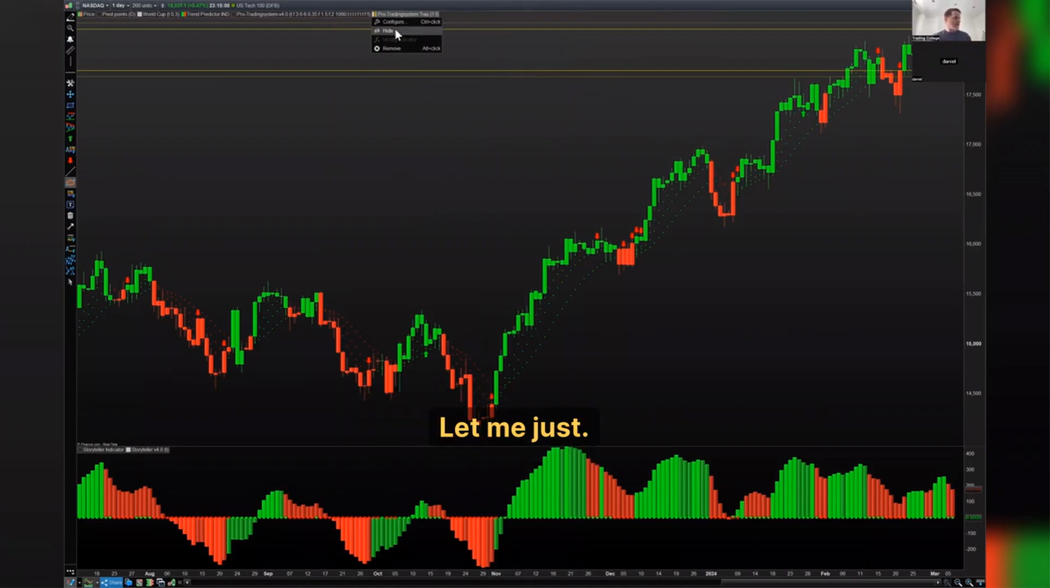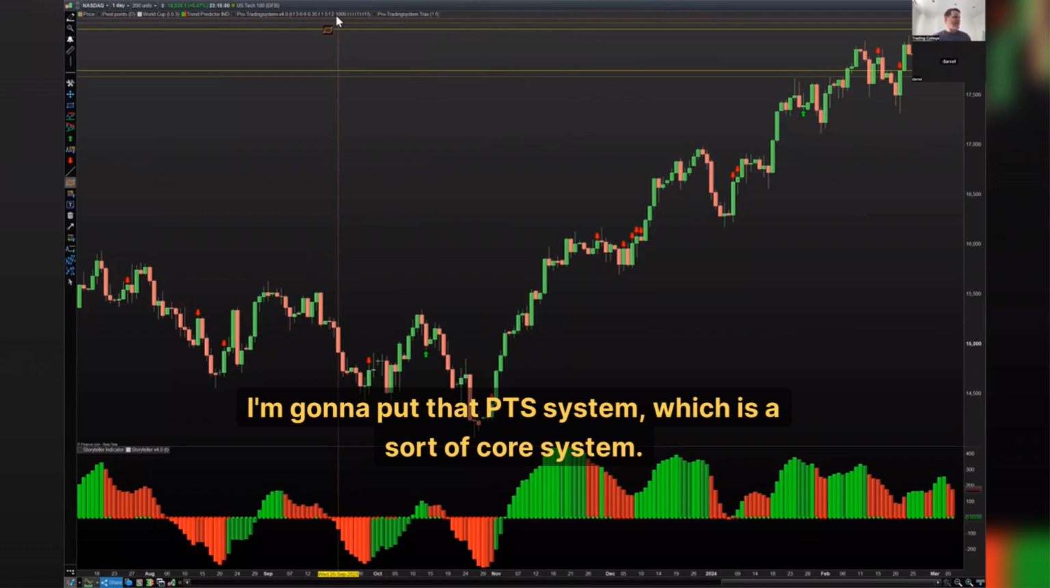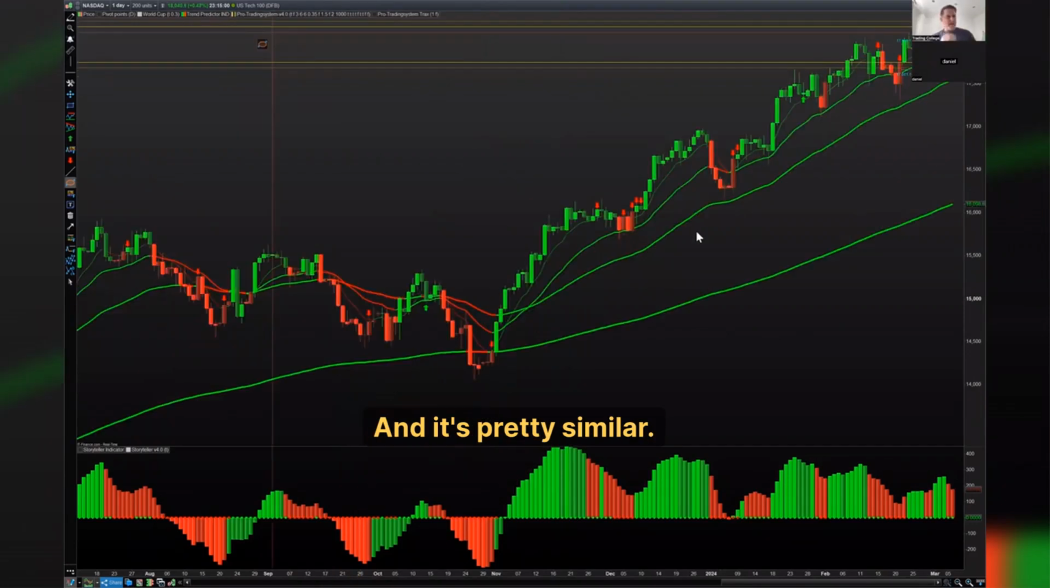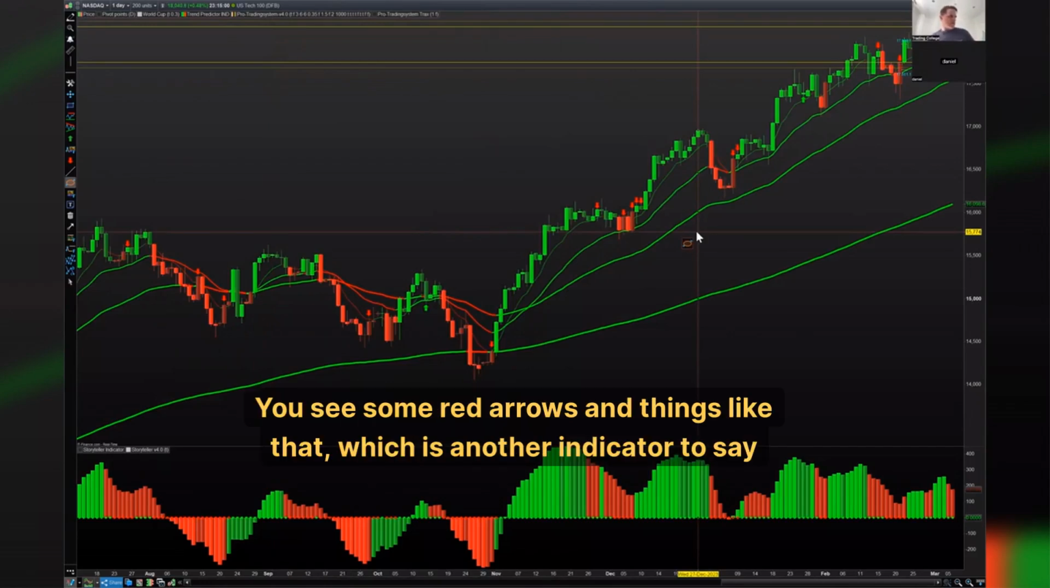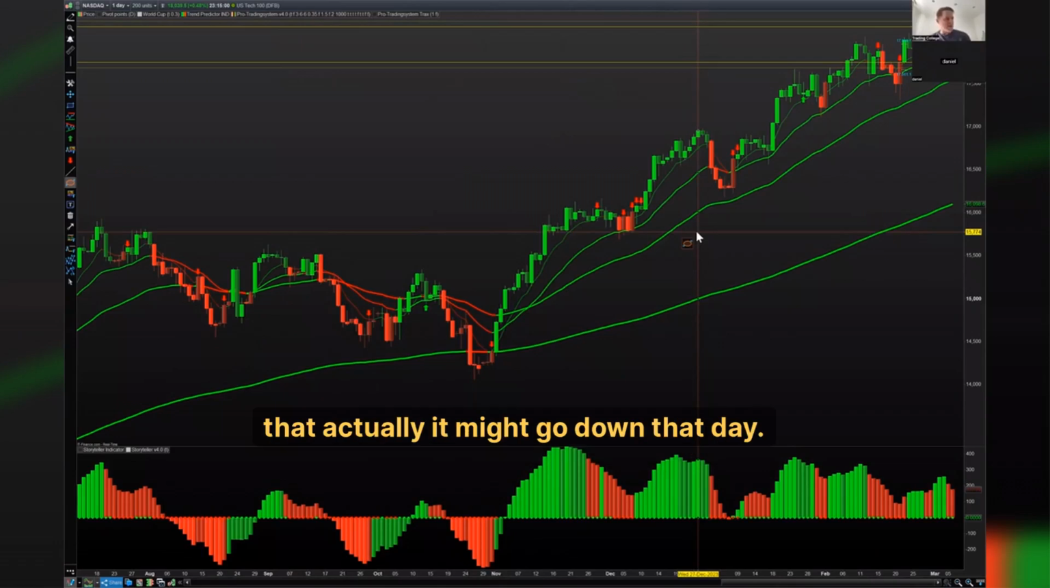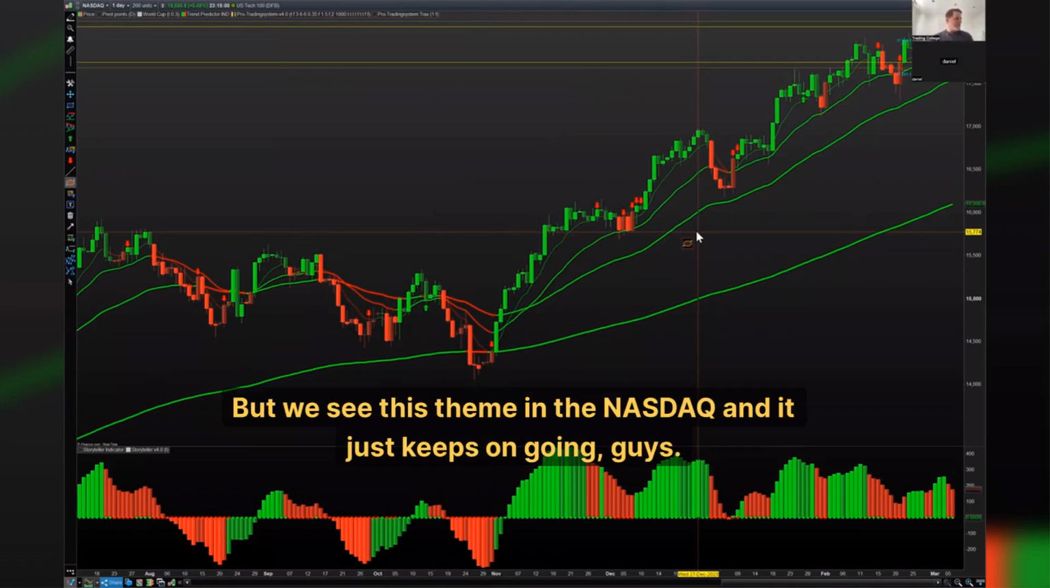Let me just hide that shortly. I'm going to put on that PTS system, which is our core system, and it's pretty similar. We've got a few other things going on here. You can see some red arrows and things like that, which is another indicator to say that it might go down that day. But we see this theme in the Nasdaq, and it just keeps on going, guys.